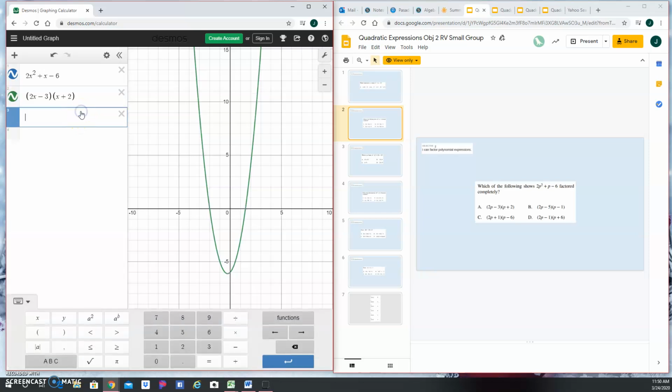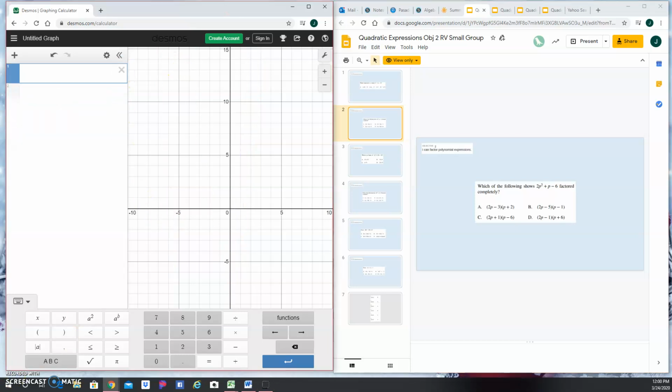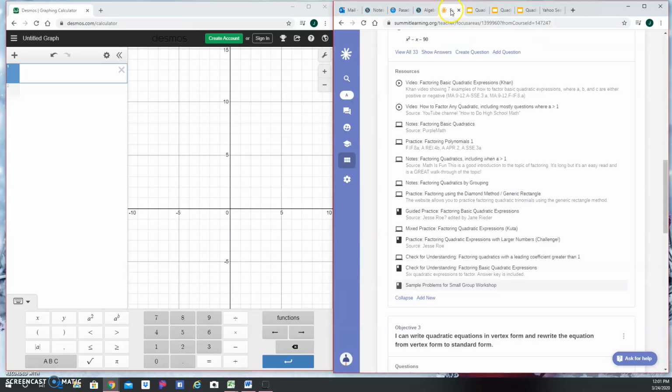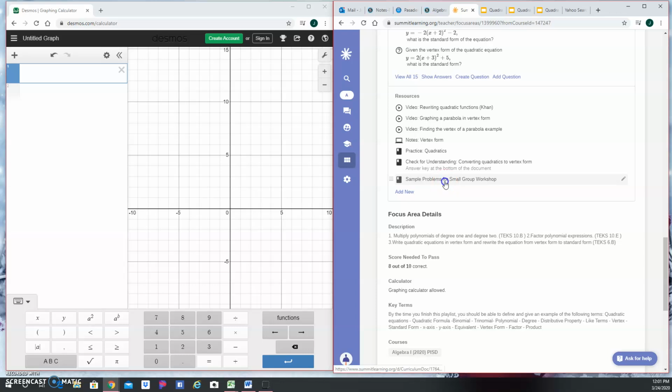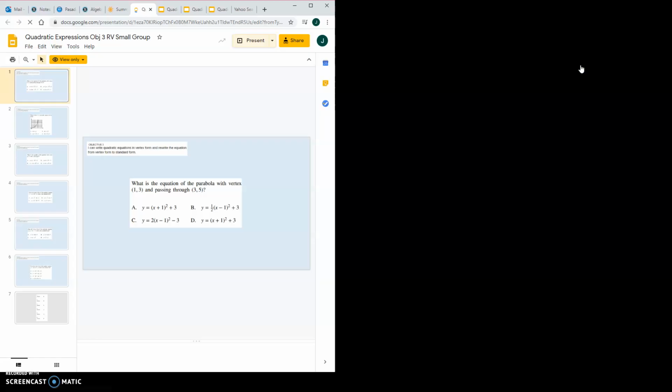If you want to go ahead and plug in any answer, just to examine what's the difference, okay, let's plug in, let's say letter D. Go ahead and type up 2x minus 1, close parentheses, and then open again, x plus 6. There you go. It will not go on top of it, so I hope that that is clear. Okay guys, we're going to now go ahead to objective number 3.